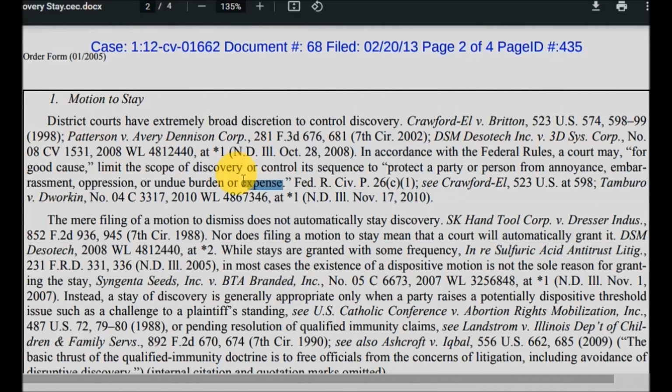Exactly. And the annoyance and embarrassment or oppression or undue burden is the fact that, look, if we're saying we're immune and there's a chance that we're immune from this, then there's no need for us to even go through the process of discovery, showing you things you're not supposed to know in the first place, because we're not even supposed to be sued because we're immune.